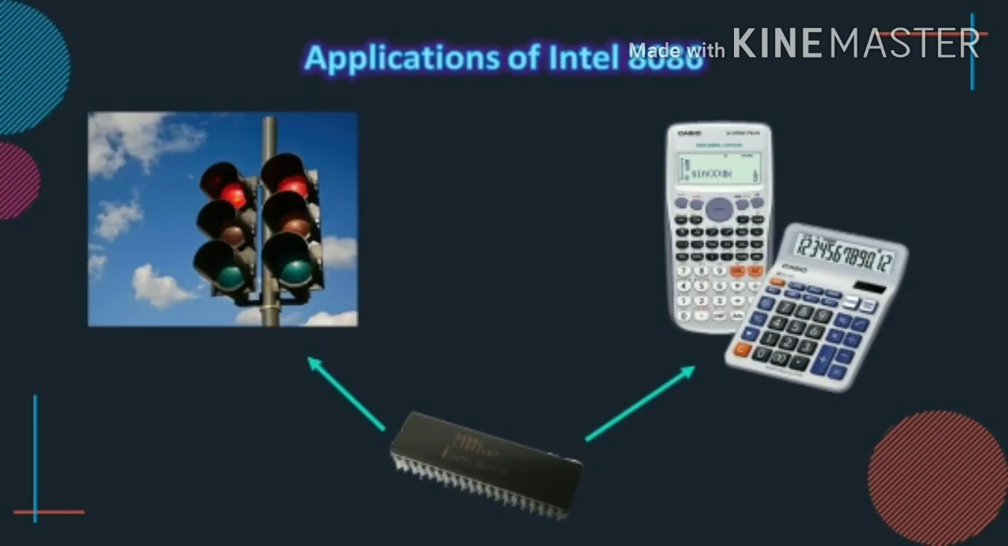Lastly, we will go through the application of this microprocessor. The 8086 microprocessor is used for general purposes, like it is used in traffic light signals for control purposes. It is also used for small applications like calculators, scientific calculators, and small arithmetic operations.